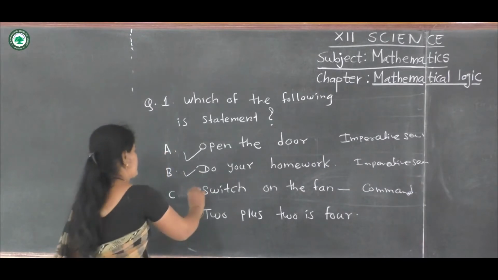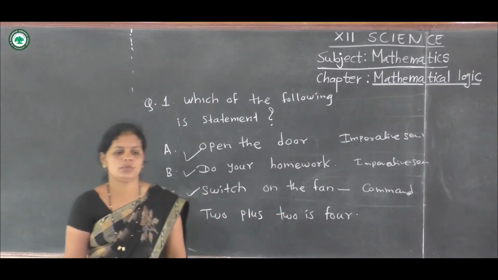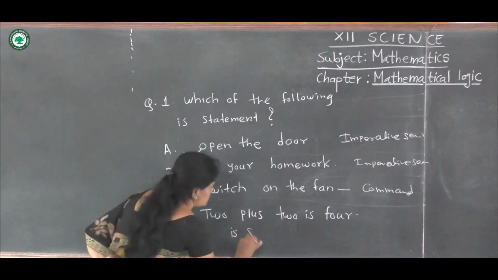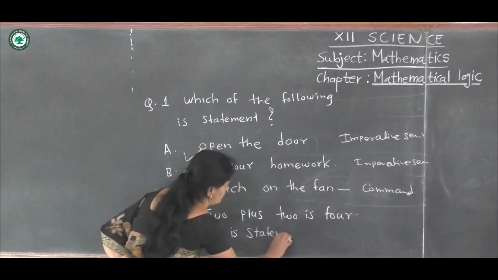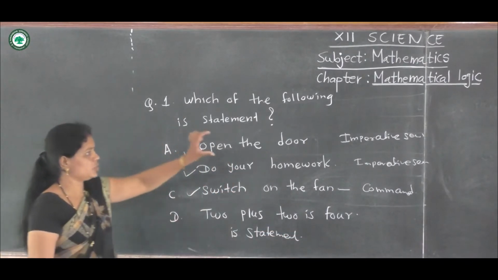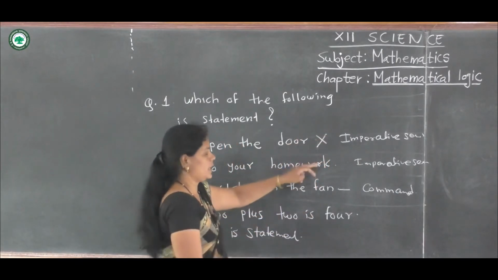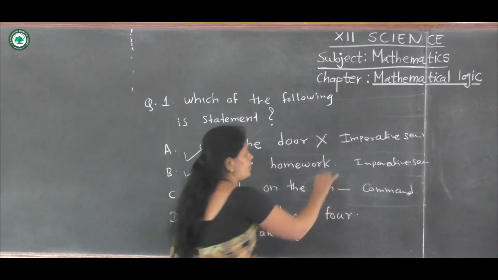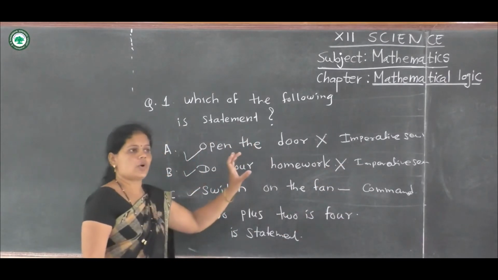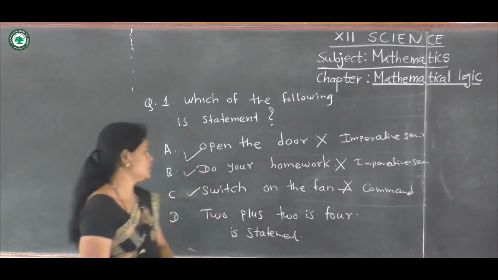Last, 2 plus 2 is 4, is a statement. We know the definition of statement: the sentence which is imperative is not a statement. Second option is also an imperative sentence, therefore it is not a statement. Command is also not a statement. Third option, command, which is not a statement.